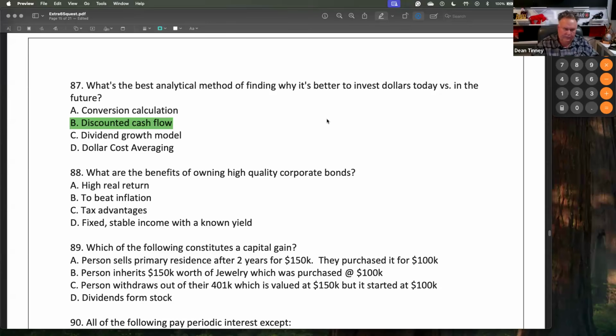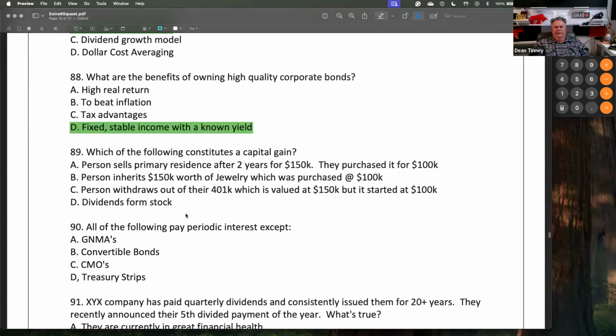High quality corporate bonds. Is it D? Right on. D is the best answer given that answer set. Yeah. Which of the following constitutes a capital gain? A capital gain.